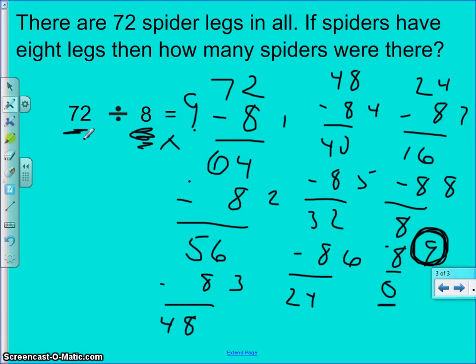This is a long way of getting around it. It's a lot of work if you're not really good with your multiplication table, but it is a strategy to use if you need to use it. I encourage you to keep memorizing your multiplication facts, so that way you could look at 72 divided by 8 and just ask yourself, well, what times 8 equals 72? That's how you could find the answer much quicker than doing this whole repeated subtraction. But if you need it, it's there and you can use it.